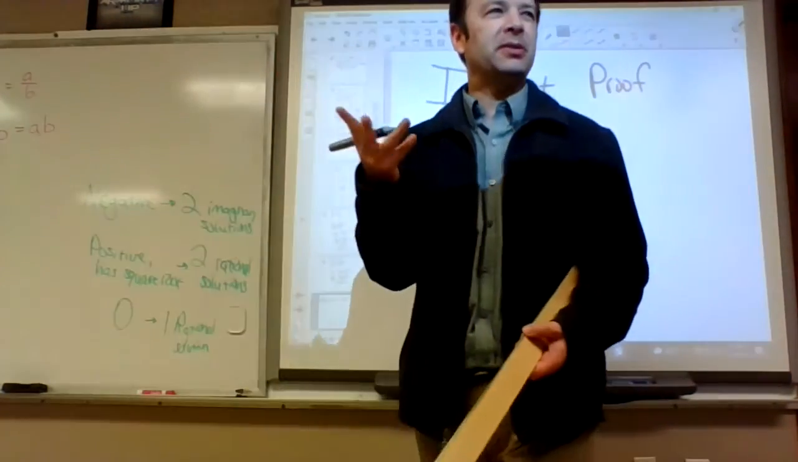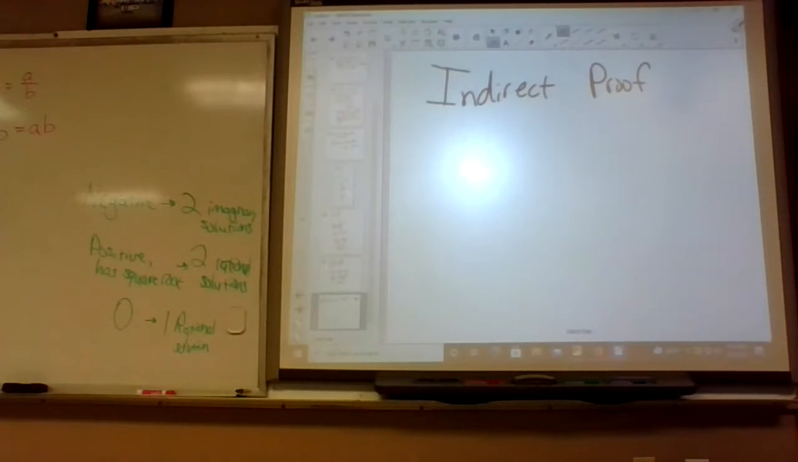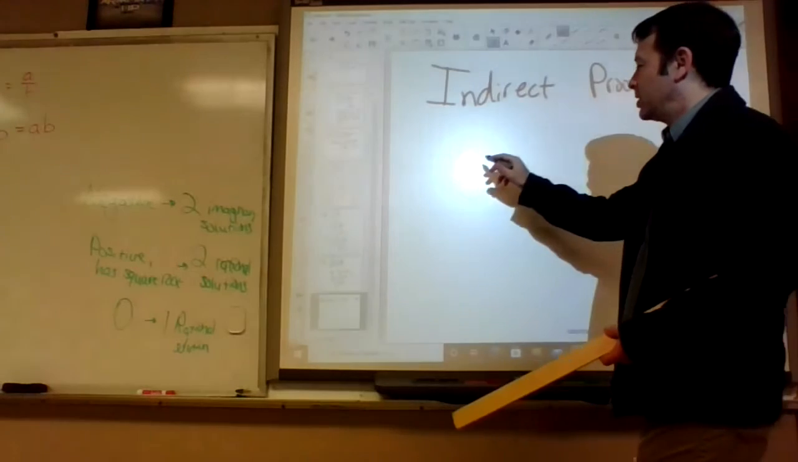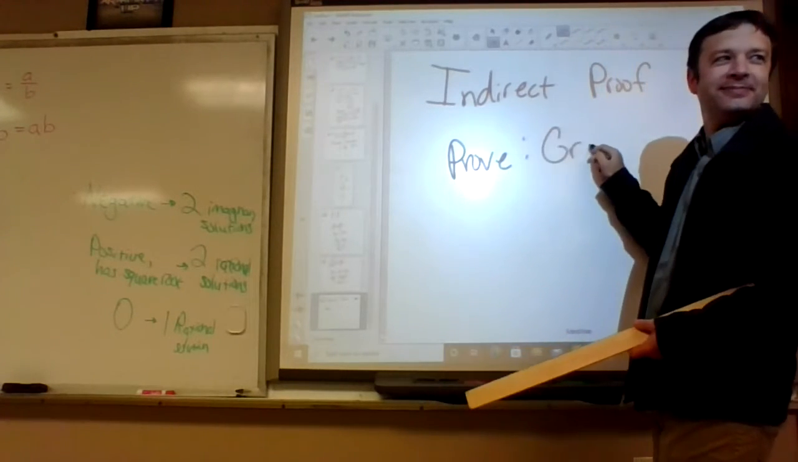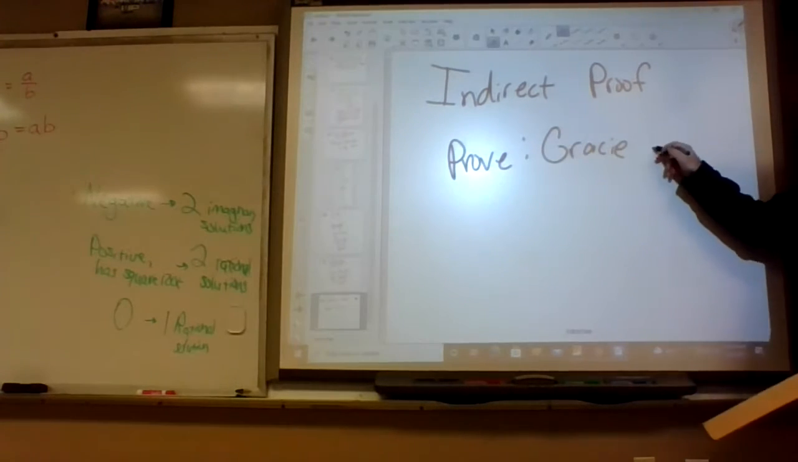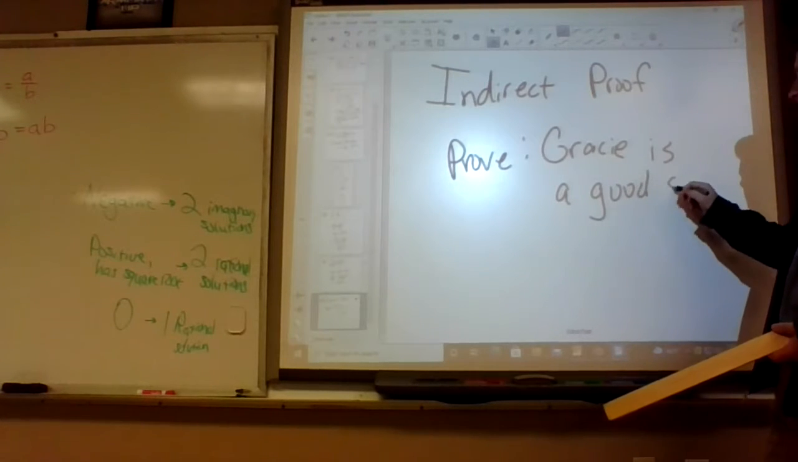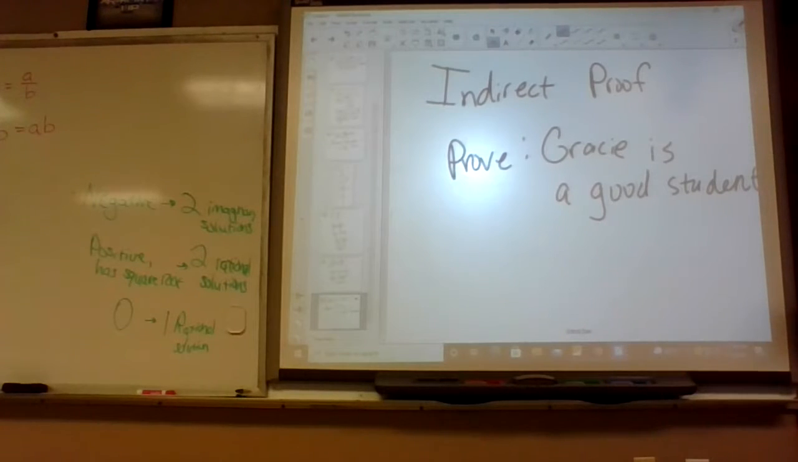We'll pick on Gracie. Let's say we're trying to prove Gracie is a good student. You like where this is going, Gracie? Gracie is a good student. That's what we're trying to prove. Okay.